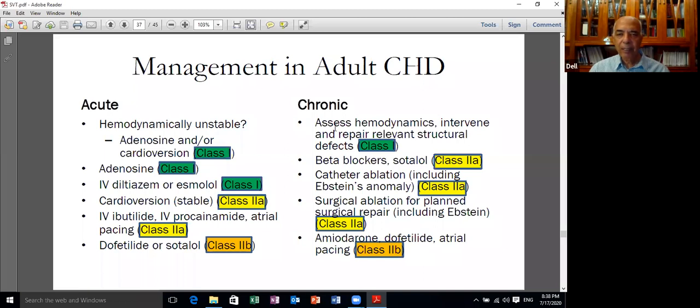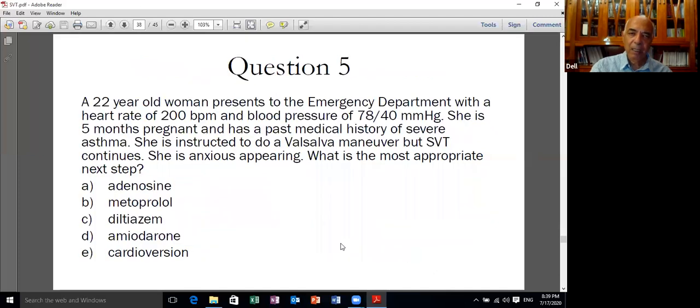On a chronic basis, assess the hemodynamics and repair the hemodynamic and structural abnormality which is present. Consider a beta blocker or class 3. If you have Ebstein's anomaly, catheter ablation or surgical ablation. Many of these patients after surgery have a pacemaker in situ, so with overdrive pacing, you can get rid of this situation. So this is an important point which falls in the domain of adult cardiology.